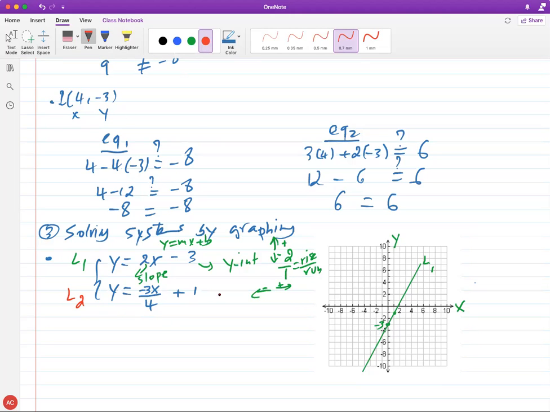Okay, so again, that's line 2. So where do you start from to graph this line here? What's the first thing? What's the first point you plot on the graph?